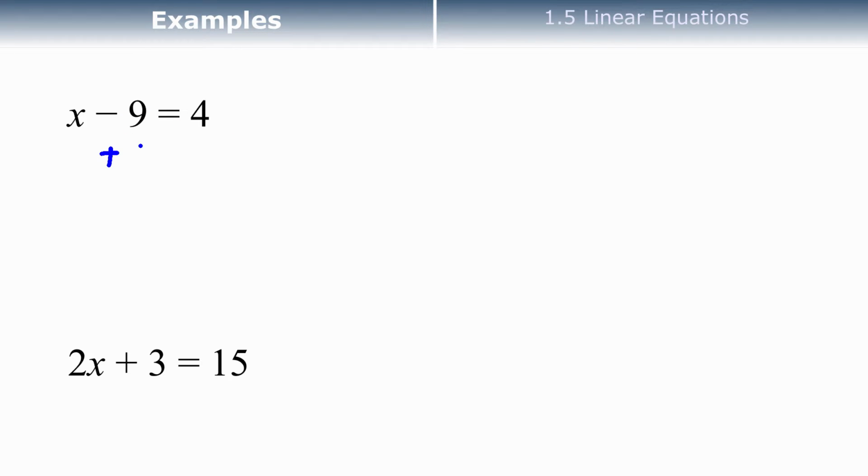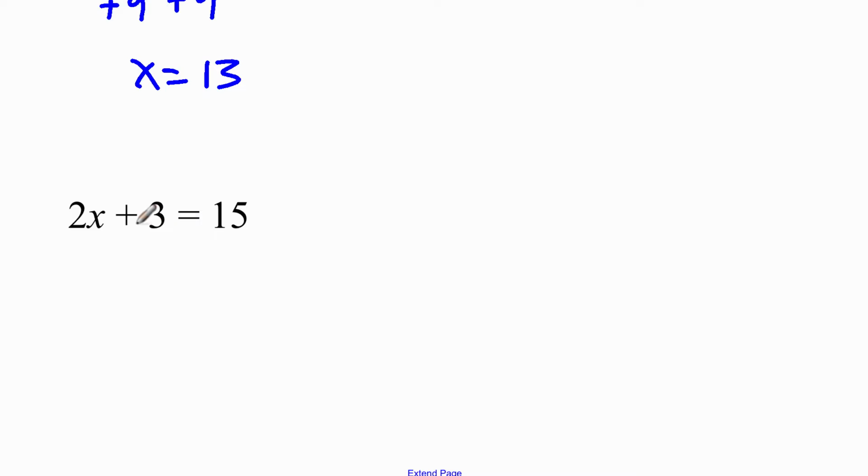On this one, I'd use the addition principle on both sides. I come up with x equals 13. With this one, I want to get x by itself, so I have to get rid of the 2 and the 3. What I want to do is get rid of this 3 first. It wouldn't really matter. You could do the 2 as well, but you'd have to remember to divide everything by 2. It just turns out that if you subtract 3 on both sides, it makes the question just a little bit easier. So this would be 2x is equal to 12, and then I'll divide both sides by 2. I come up with x is equal to 6.